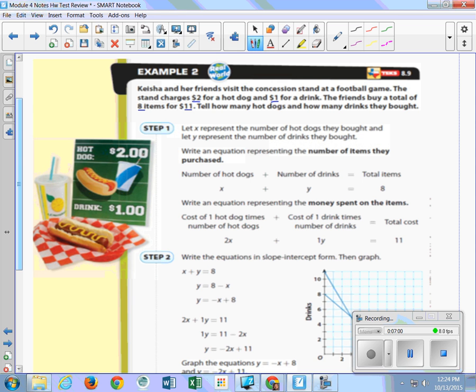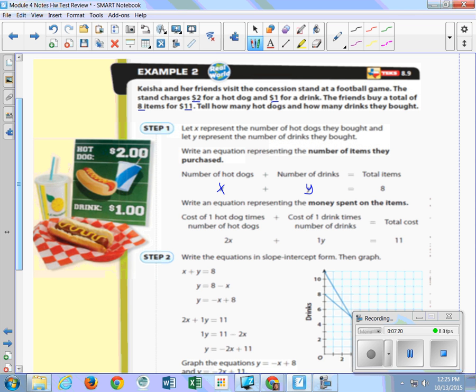Okay, so let X represent the number of hot dogs they bought. And Y represents the number of drinks. And they bought a total of 8. So they bought some hot dogs, they bought some drinks, and in total, they had 8 items. We don't know how many of each. That's what we're going to figure out.